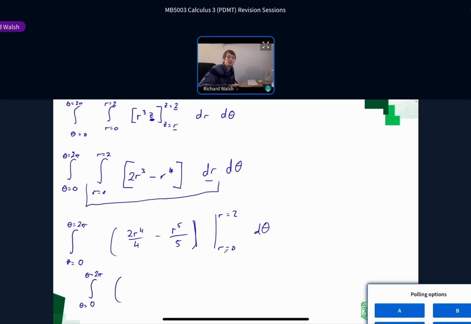When I sub in the lower limit, it'll just give 2 times 0 to the 4 minus 0 to the 5. So the lower limit will just go to 0, so I'm not going to sub that in. If I sub in the upper limit, I get 2 times 2 to the power of 4 is 32 over 4, minus 32 over 5. That would be the upper limit, minus 0 as the lower limit. When we sub in the lower limit, we'd get 0 out of that.